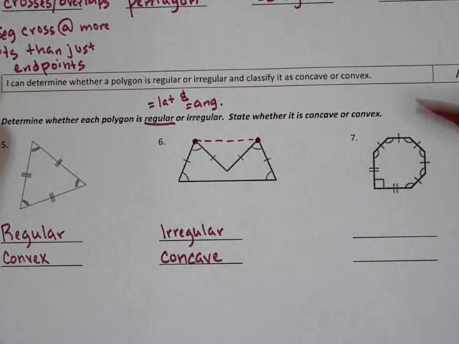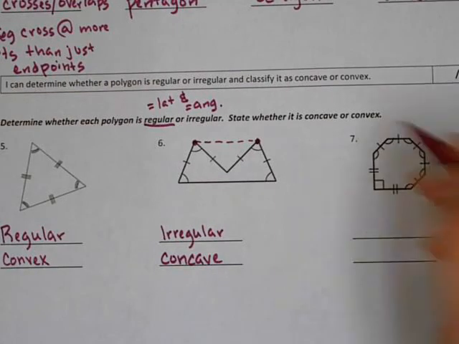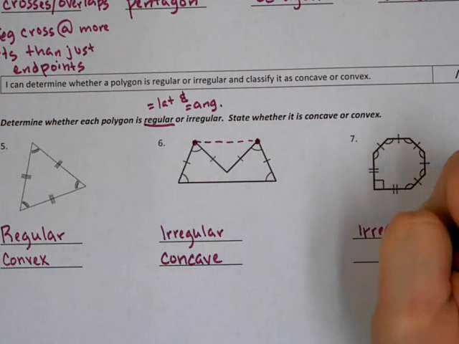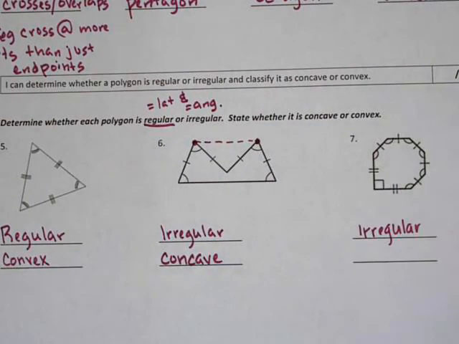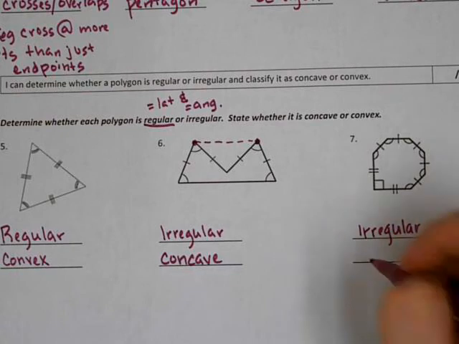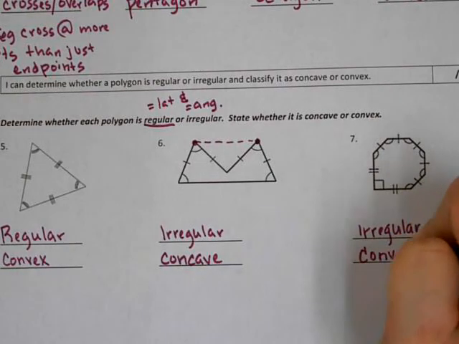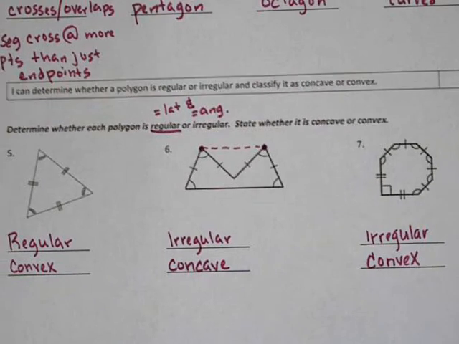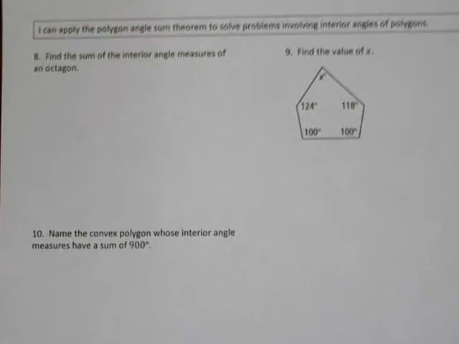For figure 7, we've got a bunch of congruent segments, but these 2 segments have their own markings, and since they're not all the same, it is not regular, it is irregular. But when we look at this figure, no part of it is really going inside of itself. If we were to draw any diagonal for this figure, they would all end up being inside. So this figure is convex.